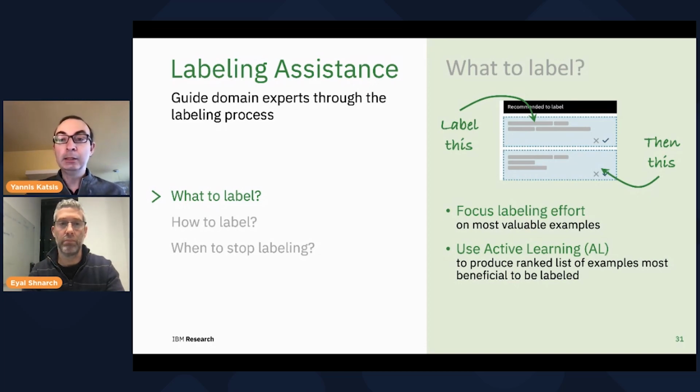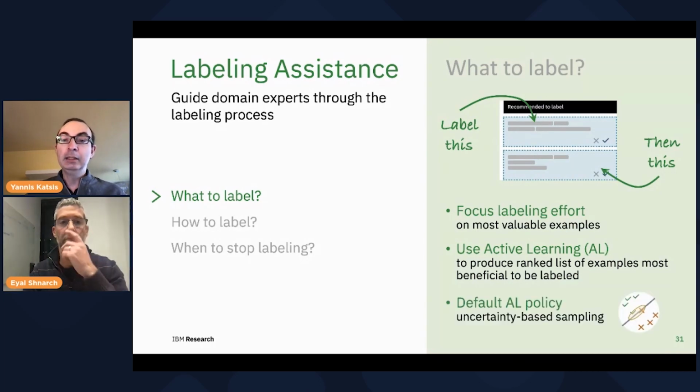Label Sleuth incorporates multiple active learning techniques, but the default policy is based on uncertainty-based sampling. In a nutshell, uncertainty-based sampling picks the elements that the model is most uncertain about. So the elements that the model cannot confidently tell whether they're positive or negative. In technical terms, this would be the elements that are close to the decision boundary between the positive and the negative classes.